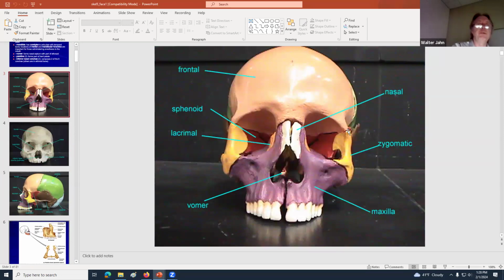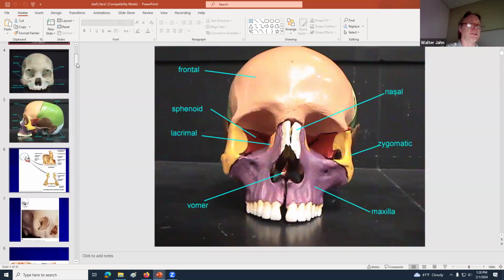Next, we have two nasal bones. Our nose is mostly cartilage. Most of this is cartilage. There's a little bit of dense connective tissue at the base here. But then there's what we call the bridge of our nose. The bridge of our nose is made of bones called nasal bones, these two small ones.